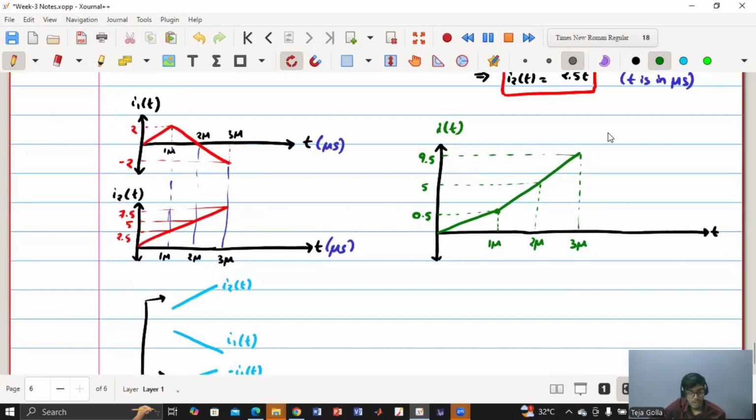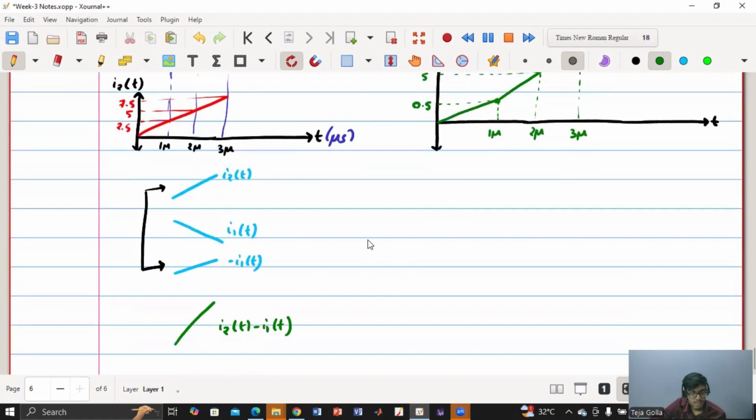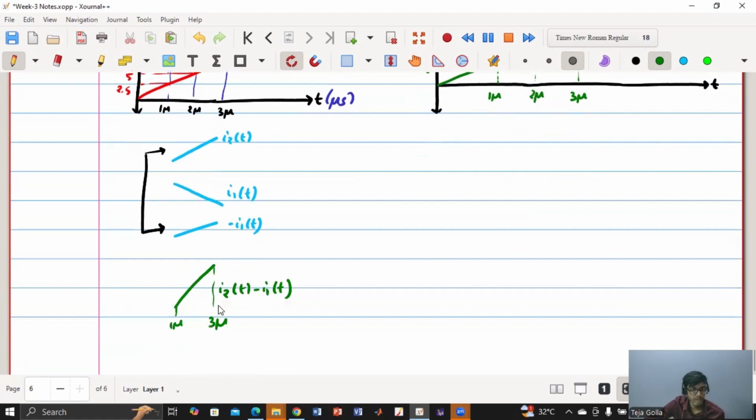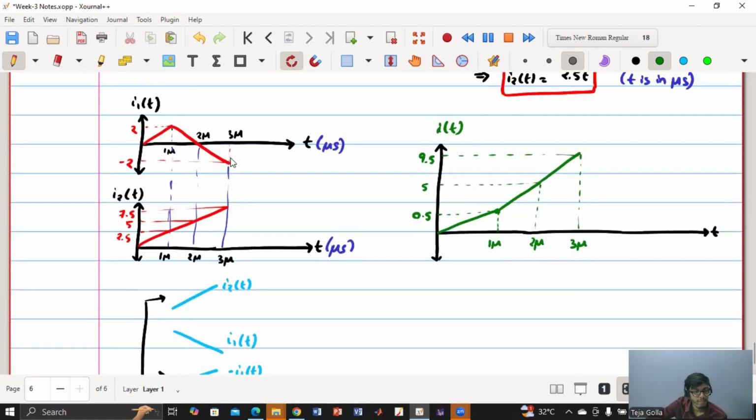And now from 1 micro to 3 micro, I know that this is the shape. So I am just finding: at 1 micro it is 0.5, and at 3 micro it is 7.5 minus minus 2, which is 9.5. And at 2 micro, it is 5 minus 0, so that's why it is 5. So is this part clear?